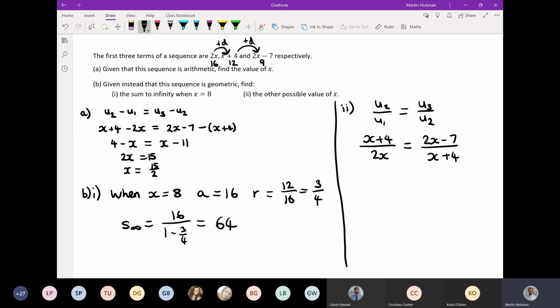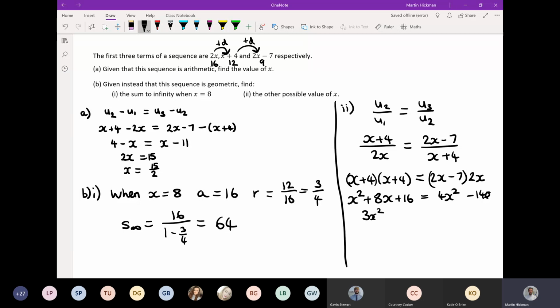We're going to rearrange this by timesing both sides by x plus 4, and we're also going to times both sides by 2x. And what happens there is we get x plus 4 times x plus 4, and we get 2x minus 7 times 2x. So expanding this out, we get the following. And with a bit of rearranging, we get 3x squared minus 22x minus 16.